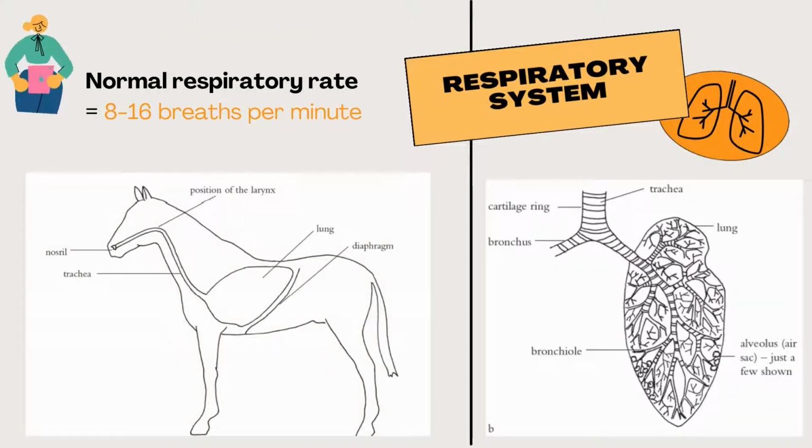The function of the respiratory system is to draw air into the lungs so that oxygen can be absorbed from the air sacs into the bloodstream and carbon dioxide can be eliminated. When a horse breathes in, contraction of the muscles between the ribs and in the diaphragm causes the chest cavity to expand and the lungs to fill with air. When these muscles relax, the air is exhaled. The normal respiratory rate is 8 to 16 breaths per minute.